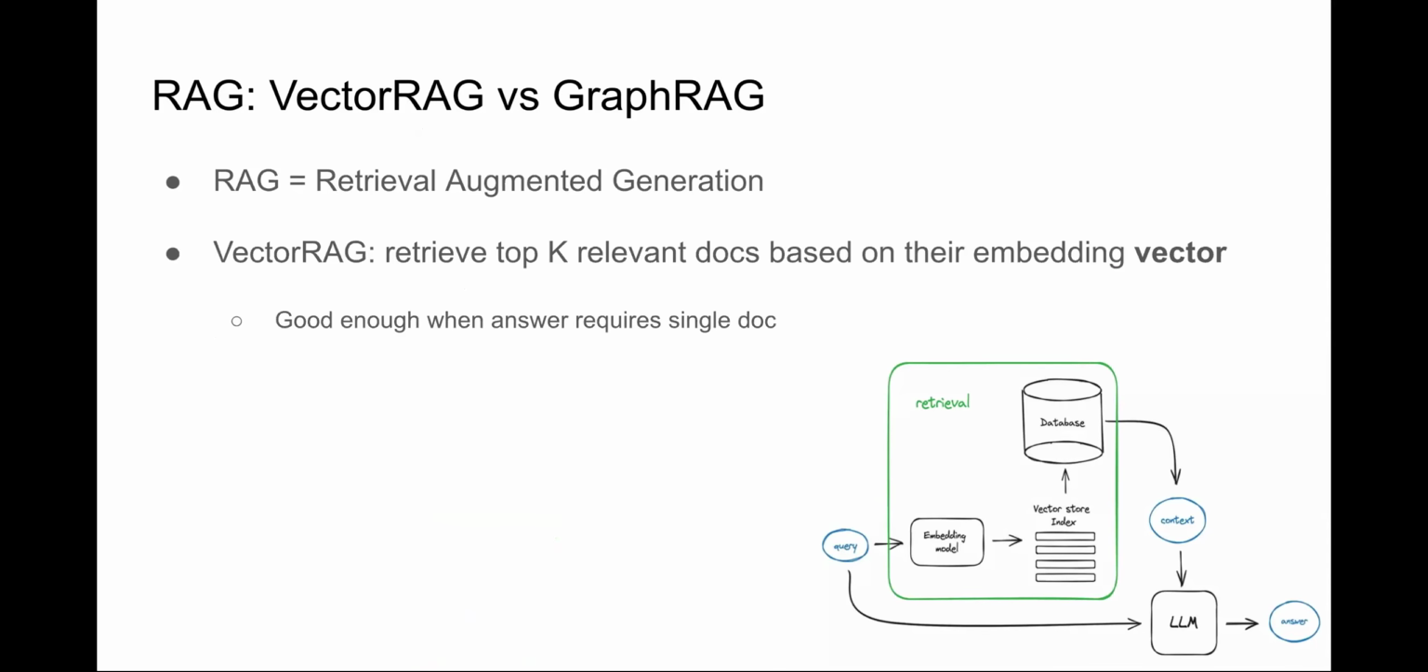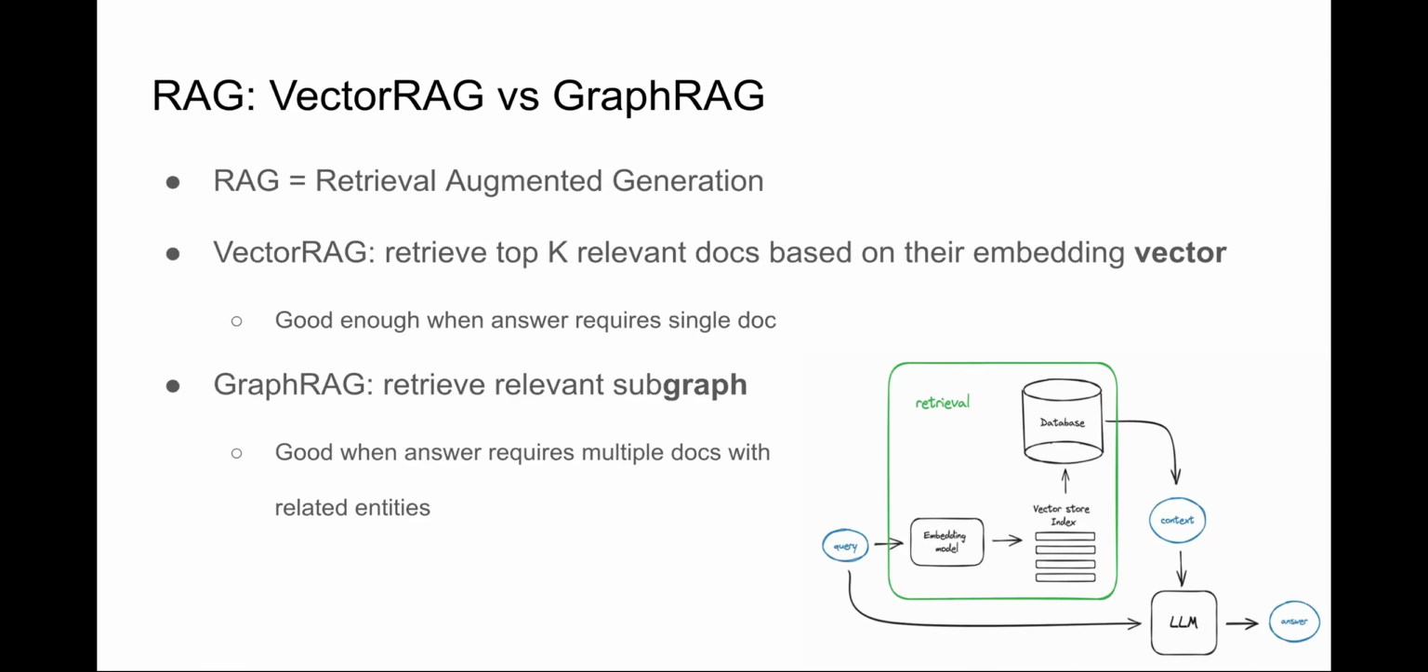As an introduction, RAG refers to retrieval-augmented generation. The most basic form of RAG we will refer to as vector RAG. This is where you retrieve the top k most relevant docs based on k nearest neighbors between the query and their embedding vectors. The diagram in the bottom right goes through this basic workflow. This is usually good enough when the answer requires only a single document to be retrieved. Graph RAG is a general term that refers to retrieval methods that retrieve relevant subgraphs for the query. This is generally supposed to shine when the answer requires multiple documents with related entities.